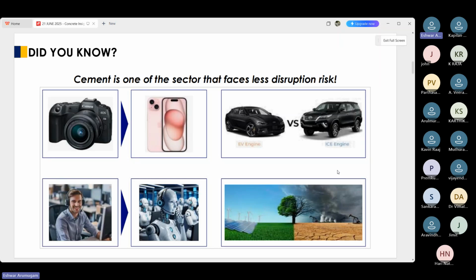As long as there is a need for housing, and housing is one of the rungs in the hierarchy of Maslow's needs of a human, as long as humans need a roof to live under, cement will stay relevant. Let's move on to the next slide.